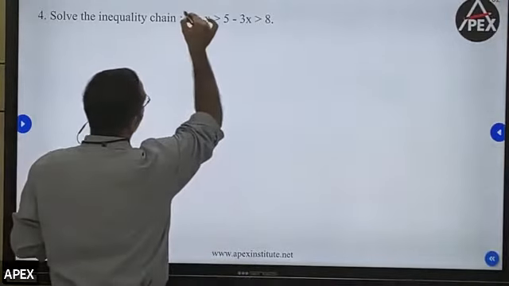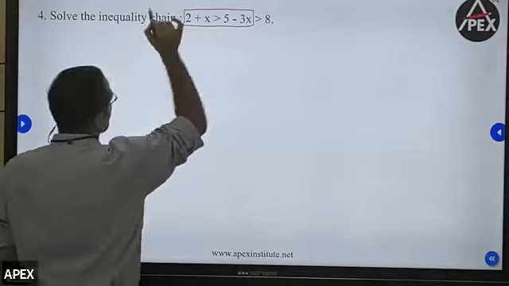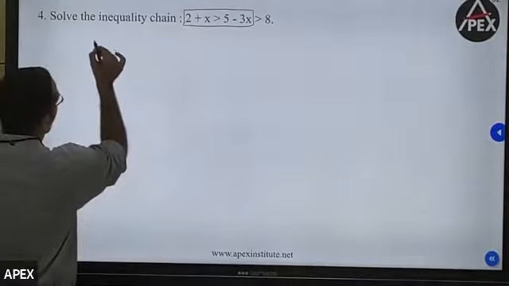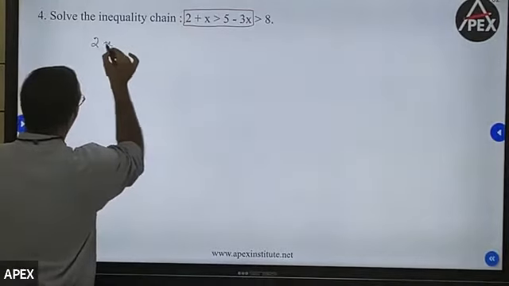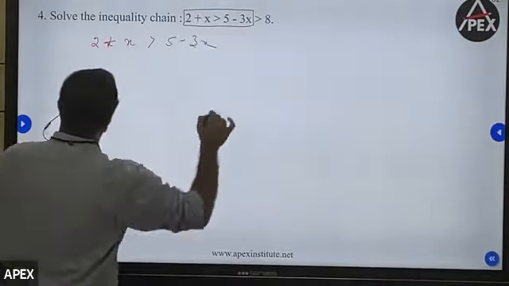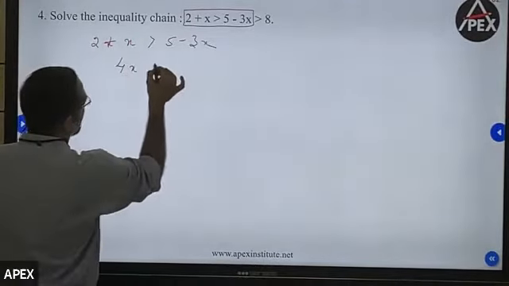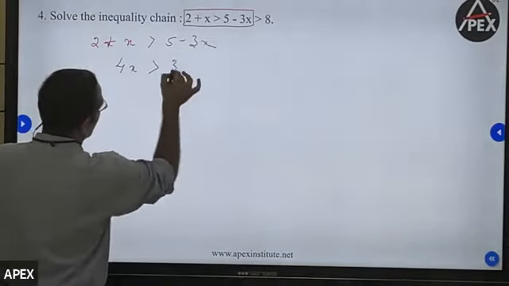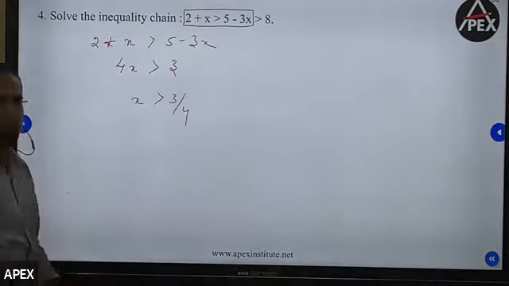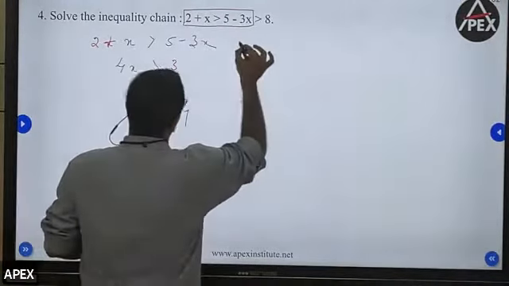In a way, you can take this as the first part of the inequality and solve. If I take this as my first part, I would write 2 + x is greater than 5 - 3x. So what do I get from here? 3x comes here, this becomes 4x is greater than 3, or x is greater than 3/4. So this is one range that we get from the first part, and I repeat, we use the word "and".